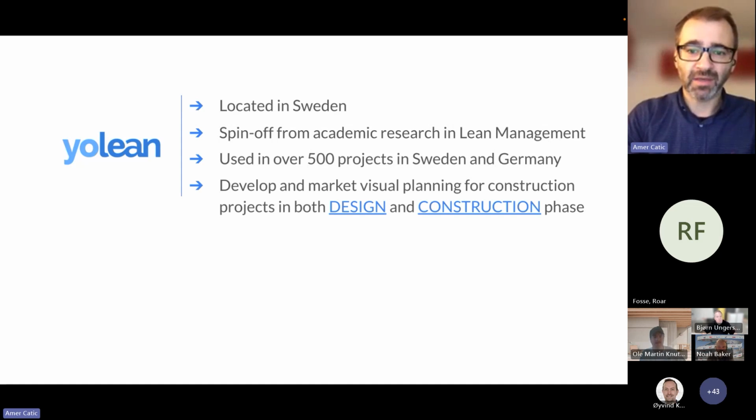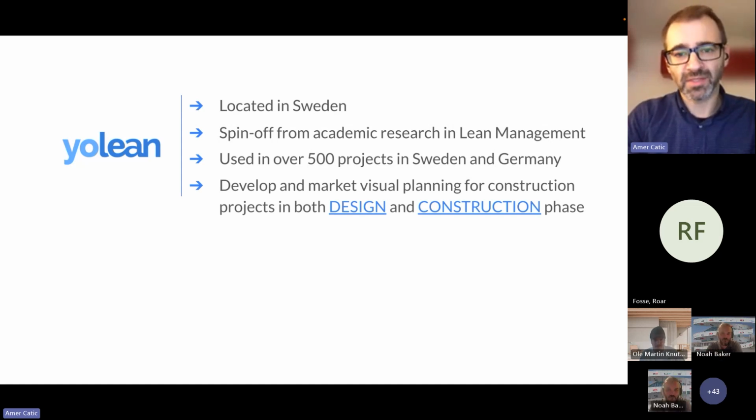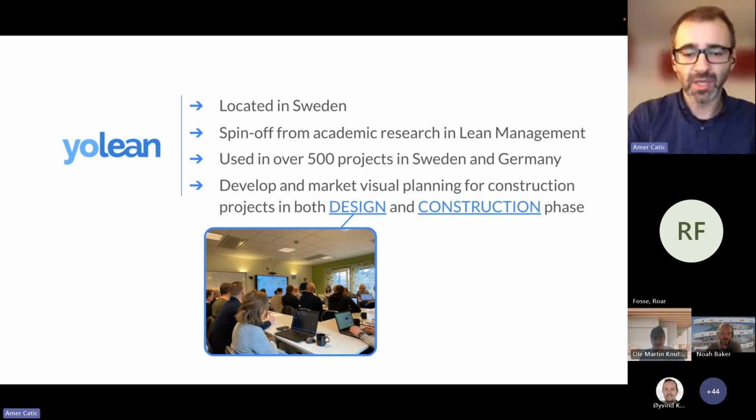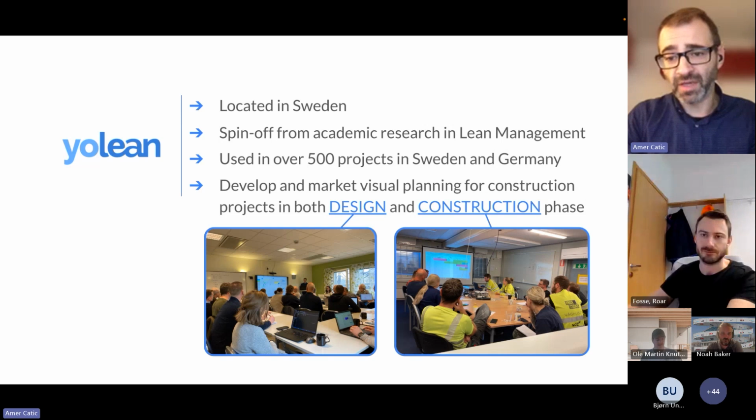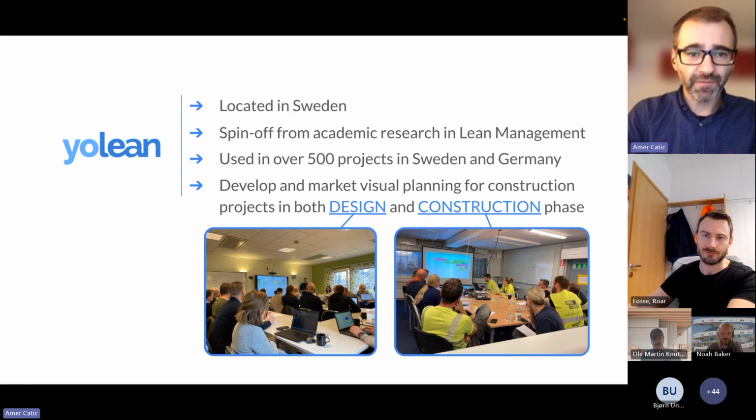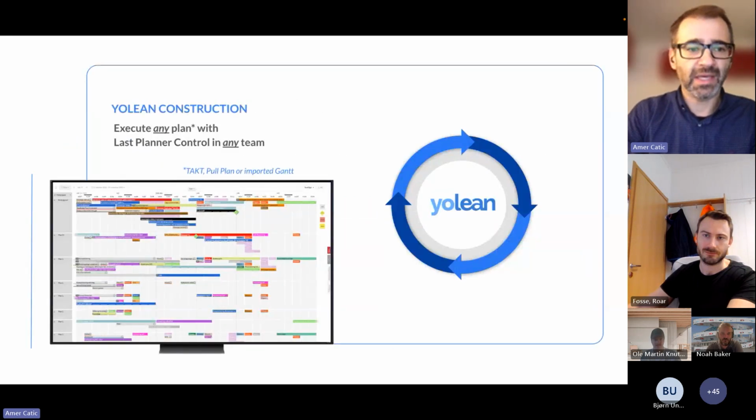We develop and market a visual planning tool for construction projects, both in the design phase, so in Sweden we call it Fråga Svar. I think you have a similar name in Norwegian for it. So it's Fråga Svar with some Scrum Lean kind of philosophy behind it. And the construction phase, of course, where we focus on a combination of TACT and the last planner, which we will look at. I will today focus mostly on the construction phase, but I will say a few words about the design phase as well.